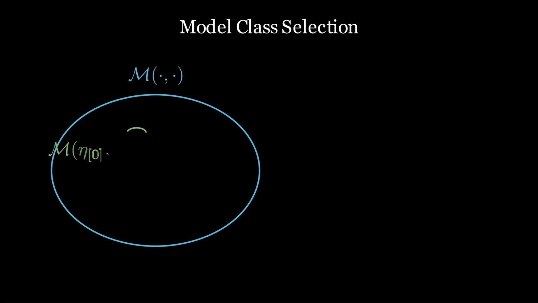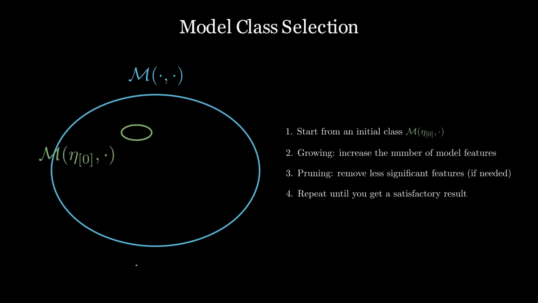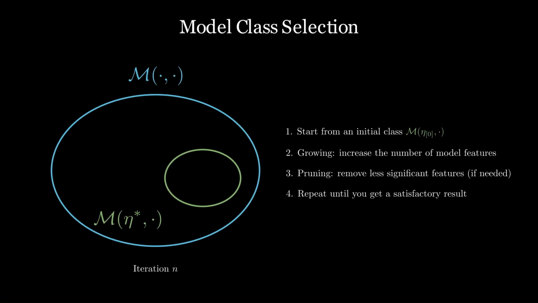To determine the model class, we use a growing and pruning process. Growing adds features, increasing flexibility. Pruning removes less relevant features. This iterates until we identify the optimal model class.